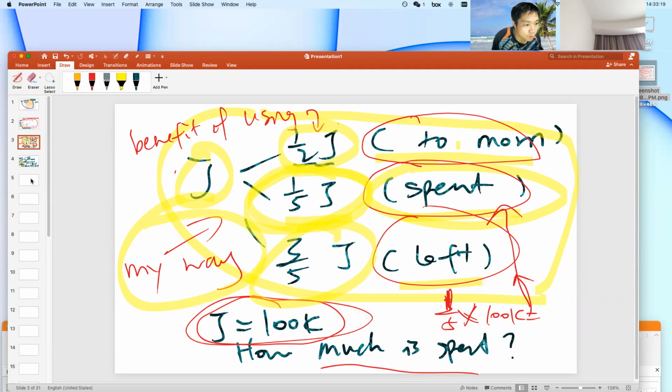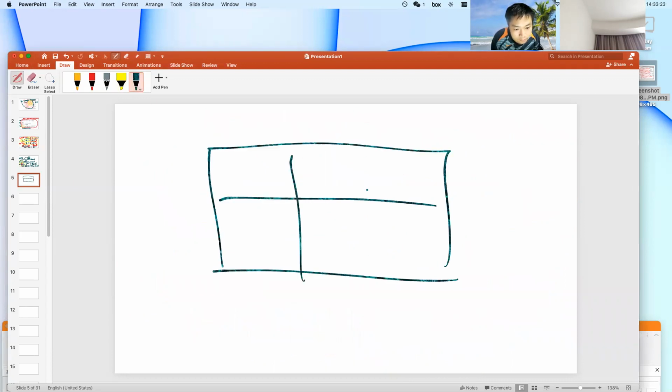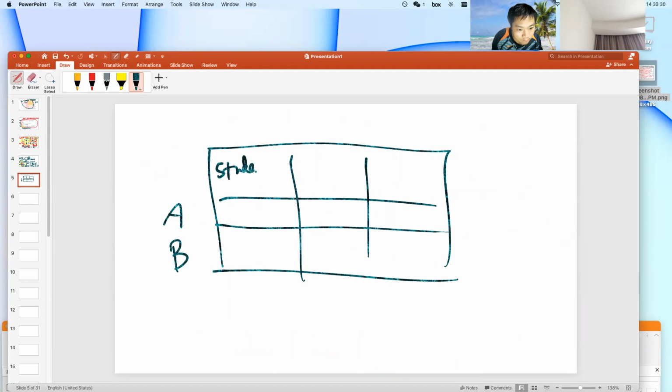Same thing. If we go back to the table method. So let's say this is class A, this is class B. So this is the students per row. Let's say this is the number of rows. Then this is the total students. If I use this method, you know what will happen?